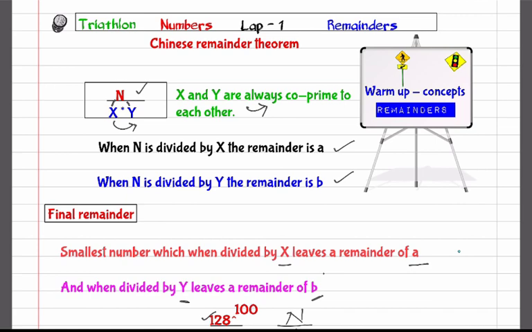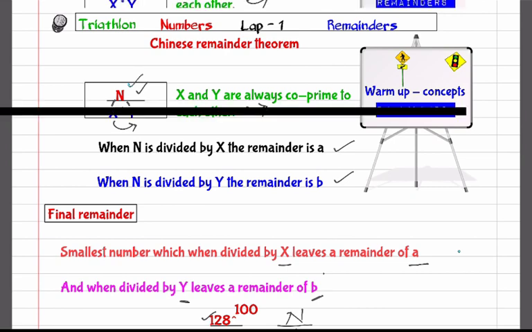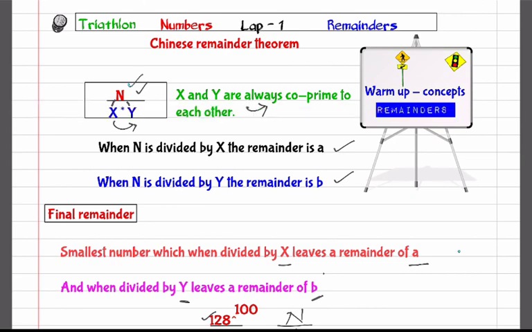So what is a Chinese remainder? Ankur, say I have a number n, and I have a denominator, but I split up the denominator as x into y such that x and y are always co-prime to each other. What is co-prime? The highest common factor for x and y will be 1. And what do I see right now?